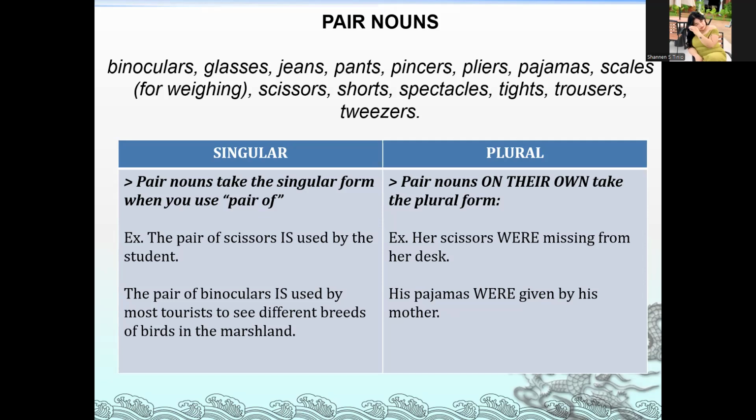So, pair nouns take the singular form when you use pair of. But they take plural form pag wala kayong ginamit na phrase, pair of. Okay? For example, the pair of scissors is used by the student. The pair of scissors is used by the student. Her scissors, pwede namang, her scissors are used by the student. Okay? Plural siya pag walang ginamit na a pair of. Parang a cup of coffee.